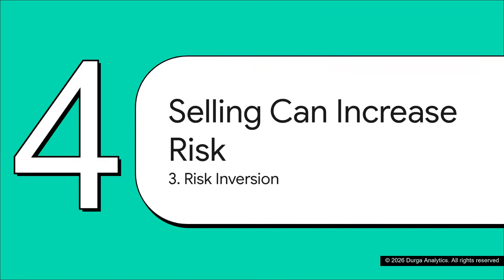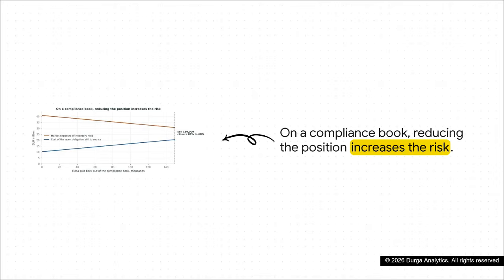Let's look at part 3. Selling can increase your risk. This brings us to a frankly mind-bending reality for traditional traders: risk inversion. Let's give both desks the most basic instruction in trading. Reduce your position by 150,000 EUAs. Trace the literal X shape we're looking at here. As we sell 150,000 EUAs, the line representing market exposure goes down, meaning we remove 10.20 million euros of exposure.